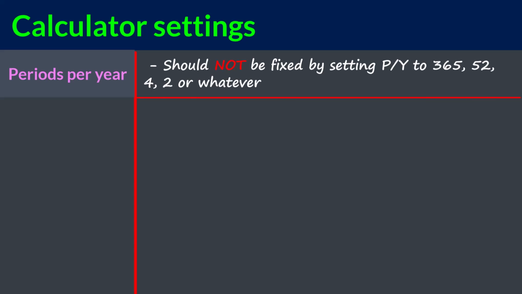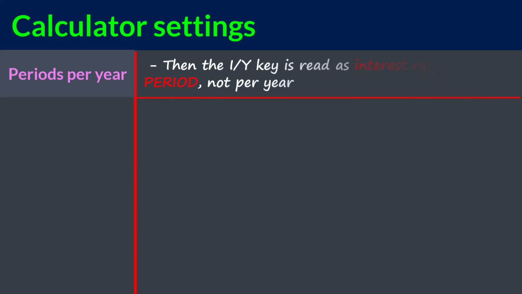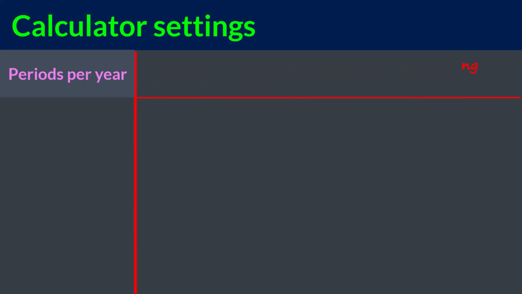The recommended approach is to set the periods per year to 1 and to leave it there. Once you have done this, the interest rate per year key can be read as interest rate per period. In addition, N in the TVM section of your calculator is then the number of compounding periods, not the number of years. The setting change for periods per year does not apply to the HP12C, which is ready out of the box for general finance calculations.